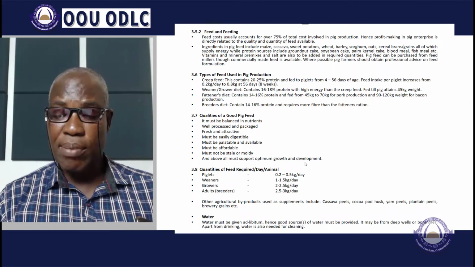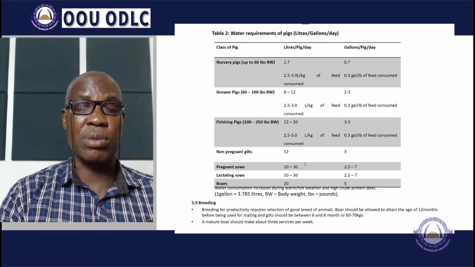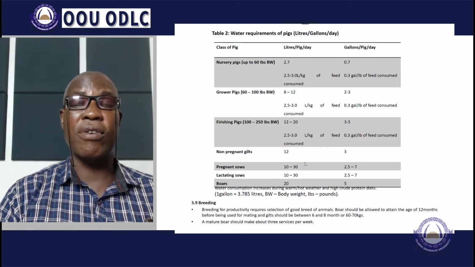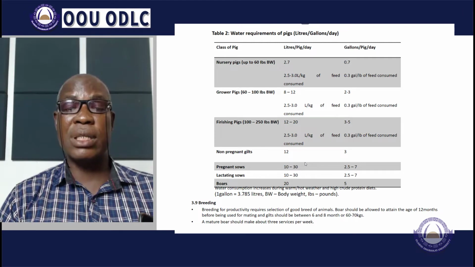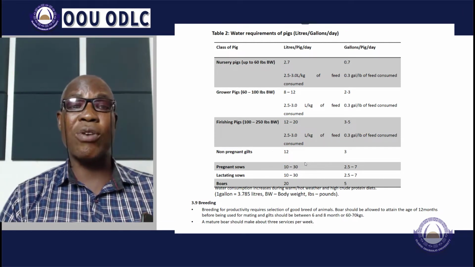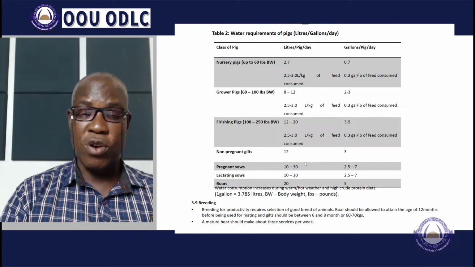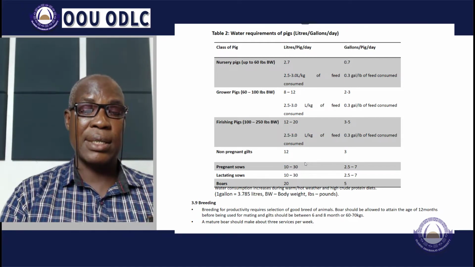Water. Water must be supplied every day. Clean fresh water must be supplied every day for the animals. They must have it because it is very essential. Apart from drinking, water is required for cleaning every day. We should clean our pens. Our drainages must be clean. If not, the farm will not be good for us to look at.